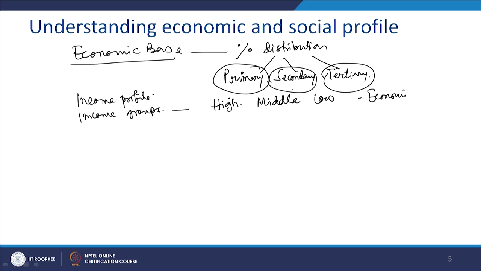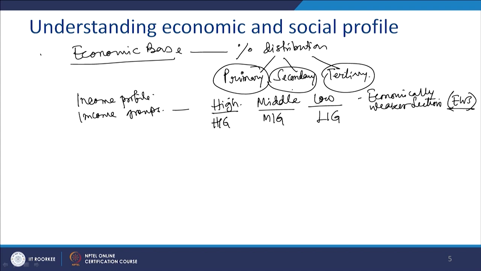economically weaker section. In short, we call it EWS. So, higher income group, in short HIG, middle income group, in short MIG, low income group, in short LIG, and EWS. So, you can see a percentage-wise breakup, so that you can understand the cross section of your population in terms of income.